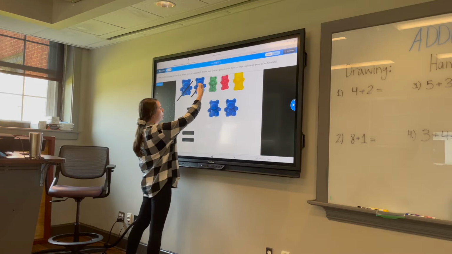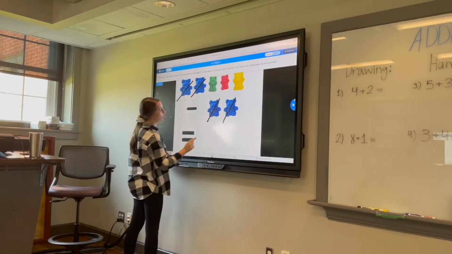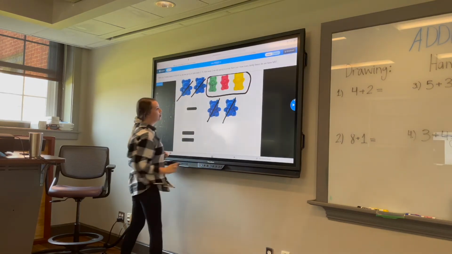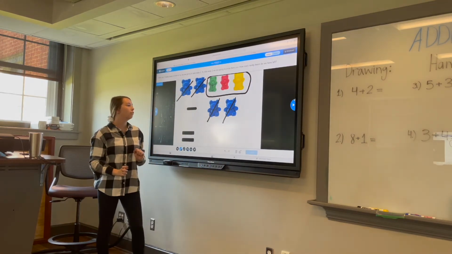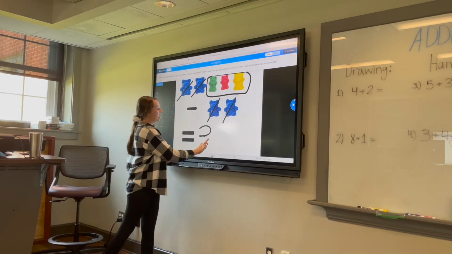So we're going to cross both of those out, and we're going to cross them out down here because we know that's the ones we're taking away. Then we can see how many teddy bears we have left. So the teddy bears that we have left are 1, 2, 3. We have 3 teddy bears left.